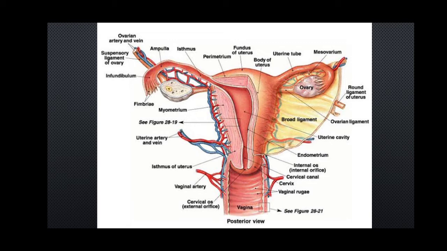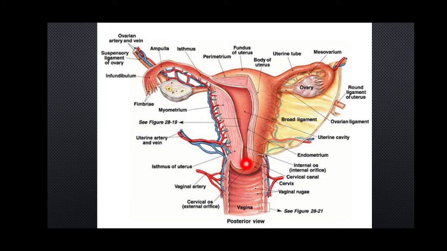It is suspended by mesentery. There is a layer of mesentery covering this entire thing, and it can be divided into the following parts: the fundus region on the top, the corpus, the body, which is the tapered region of the uterus, and the interior form of the uterine cavity, which is called the cervix. This bottom portion, this cervix.